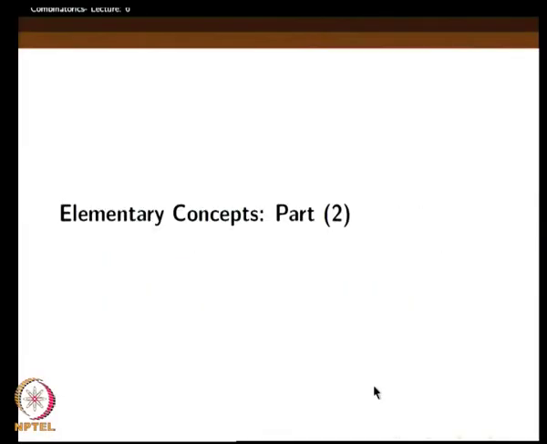Welcome to the 6th lecture of combinatorics. So, we continue with the elementary concepts.